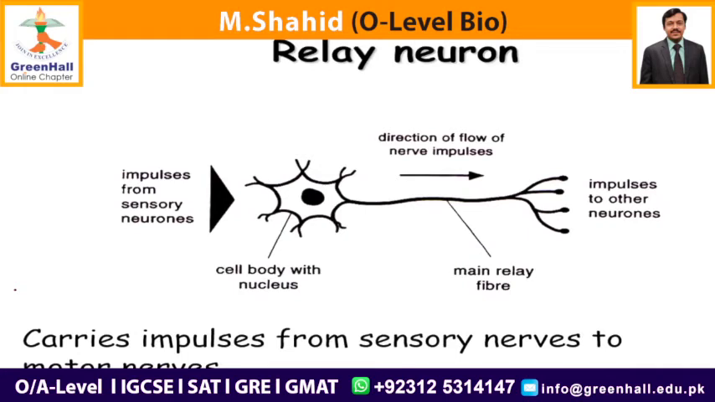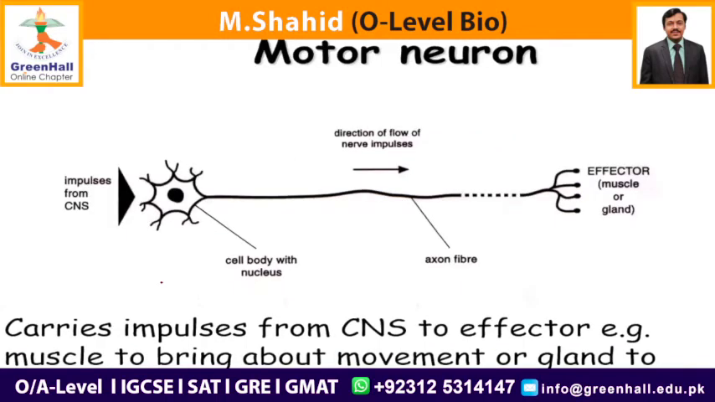Arham, please. The relay neuron carries impulses from sensory nerves to motor nerves. Great. Nimra Mahmood, please read this. Motor neurons carry impulses from CNS to effector muscle to bring about movement or gland to bring about secretion of hormone ADH. For example, ADH, antidiuretic hormone that controls the urination in our body.